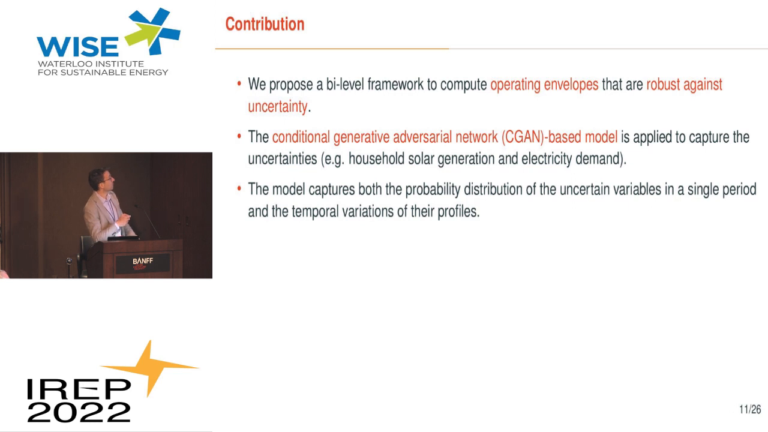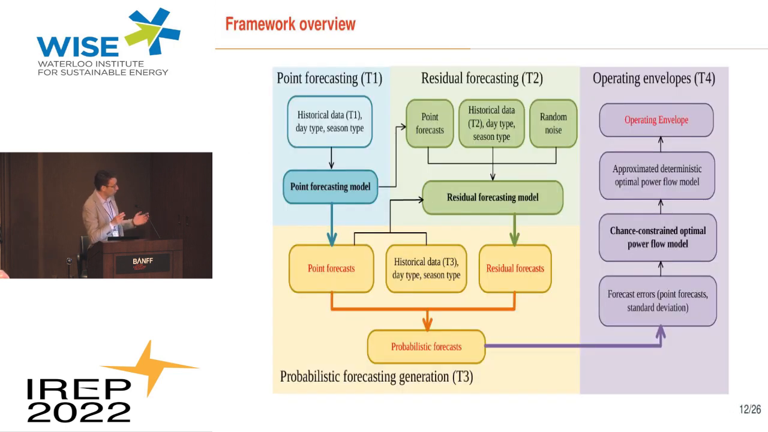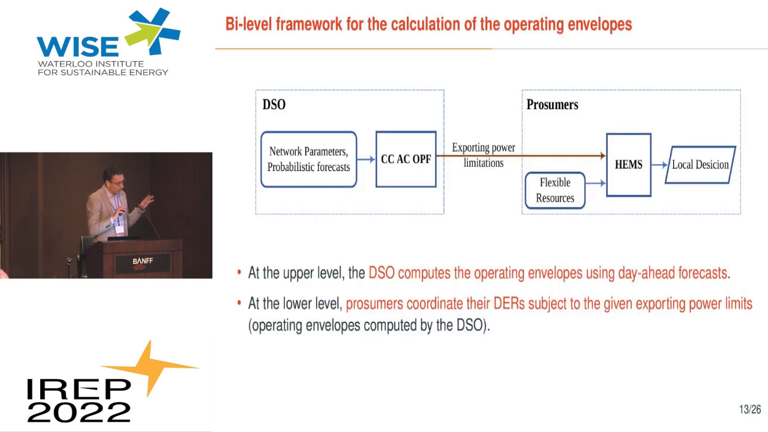So just quickly, we split the historical data into different sets. First, we generate point forecasts, then we generate residuals, then finally we generate probabilistic forecasts that then feed into this chance-constrained optimal power flow model that is used to compute operating envelopes under uncertainty. So you can think of that as a bi-level framework where the DSO computes those operating envelopes.